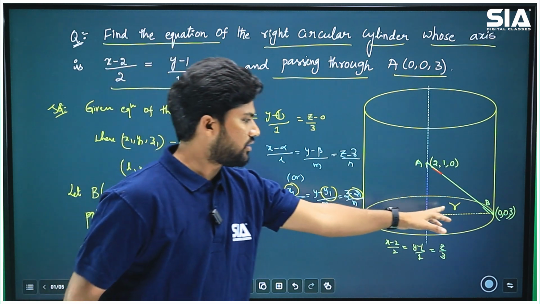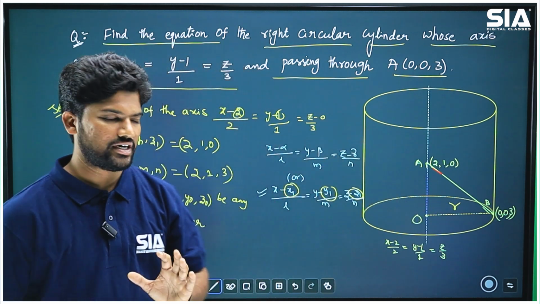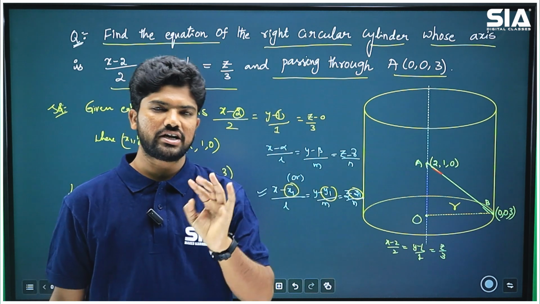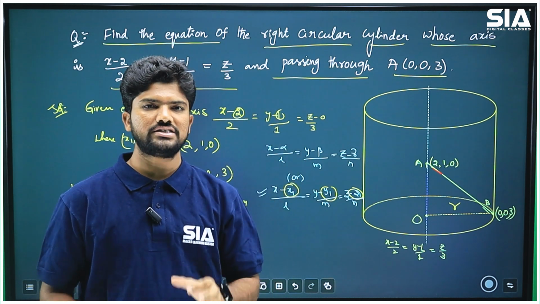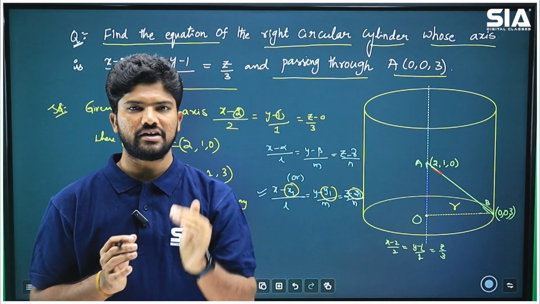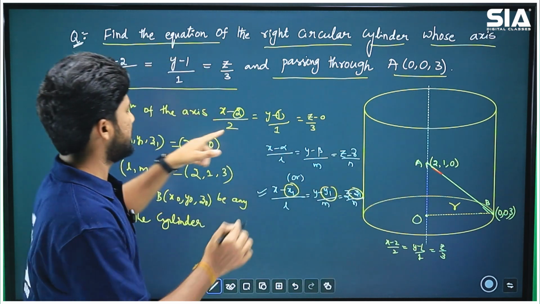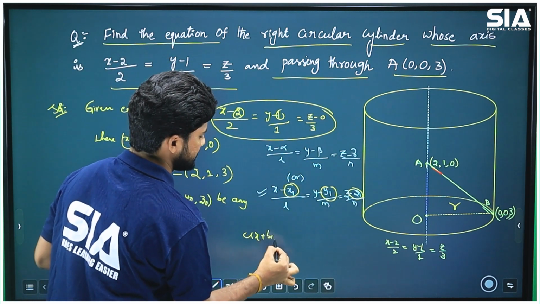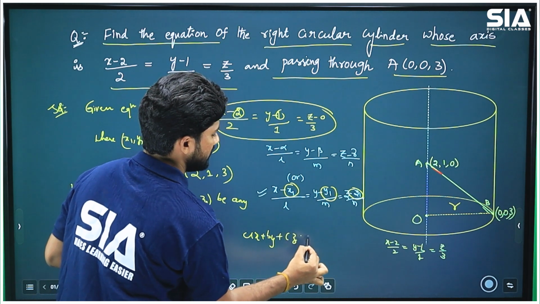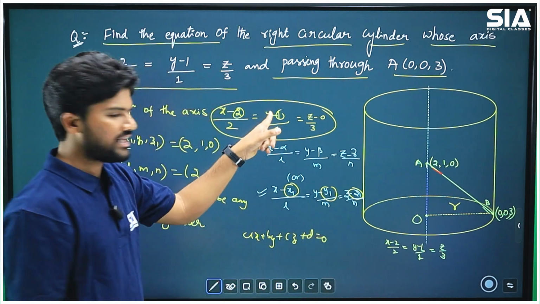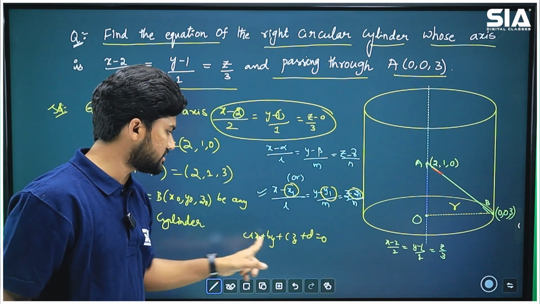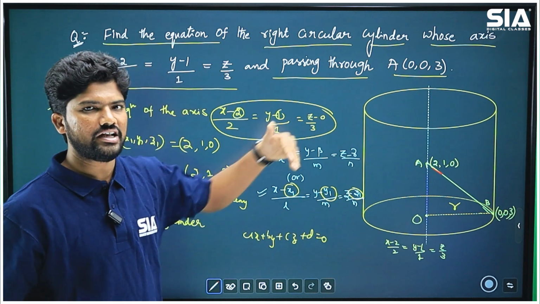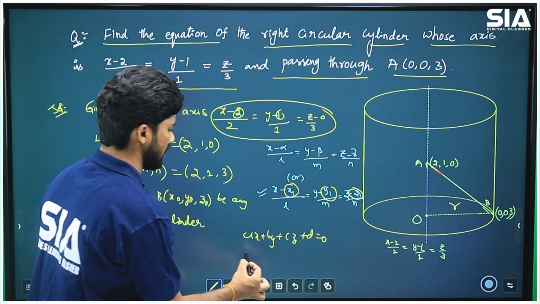First of all, we have to find the radius of the right circular cylinder. To find the radius, the only concept we are going to use every time is the length of the perpendicular distance. But here, the given axis of the cylinder is not in the format Ax + By + Cz + D = 0. If it were in this format, then you know very well the perpendicular distance formula.